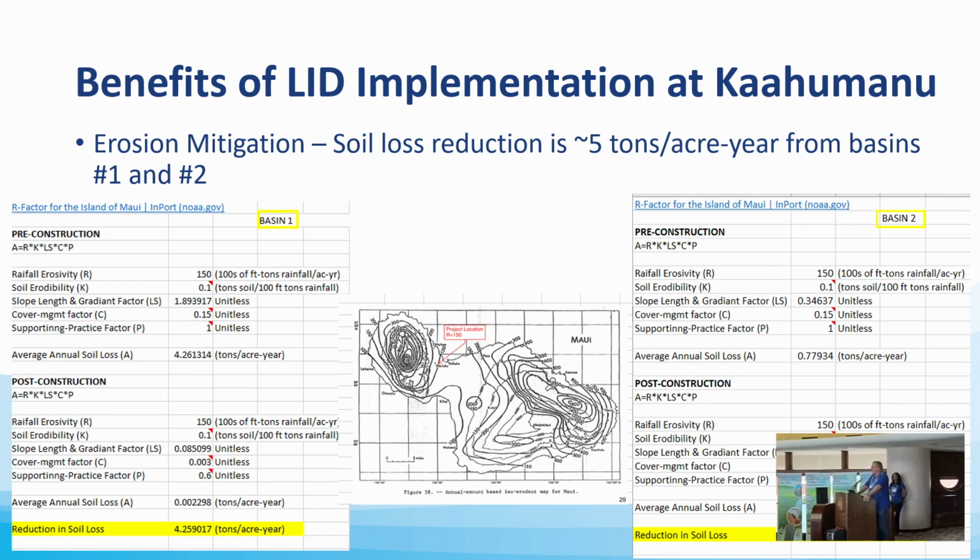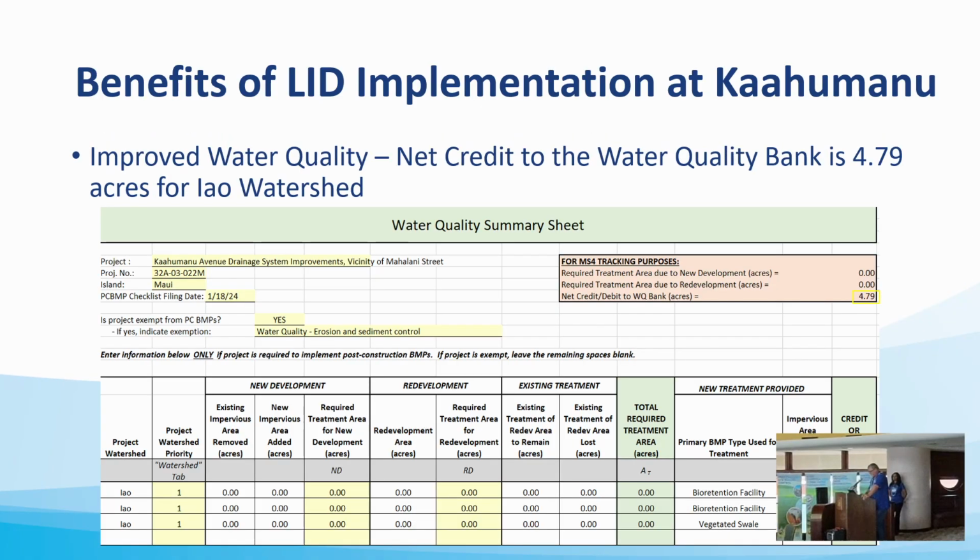Benefits of LID implementation and erosion mitigation. In closing, DOT successfully addressed the site's erosion issue. By comparing conditions before and after construction, soil loss was reduced by about 5 tons per acre each year, with Basin number 1 accounting for 4.25 tons and Basin 2 accounting for 3/4 of a ton. Benefits of LID implementation at Kaʻahumanu are improved water quality, and a net credit to the water quality bank of 4.79 acres for the EL watershed.